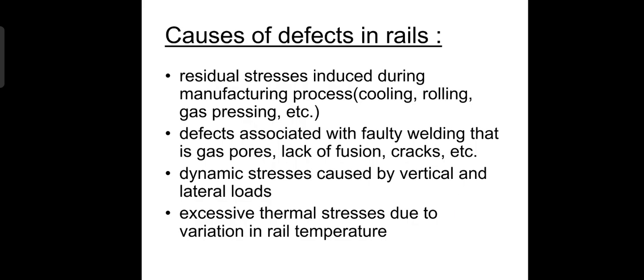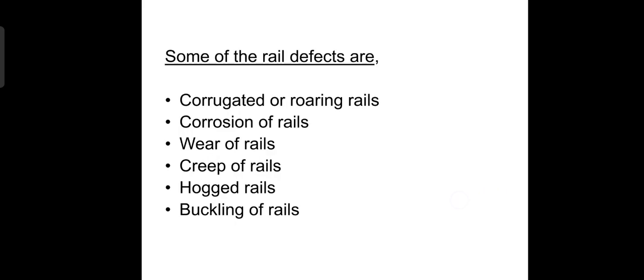Causes of defects in rails: residual stresses induced during the manufacturing process, cooling, rolling, gas pressing, etc. Defects associated with faulty welding, that is, gas pores, lack of fusion, cracks, etc. Dynamic stresses caused by vertical and lateral loads. Excessive thermal stresses due to variation in rail temperature.